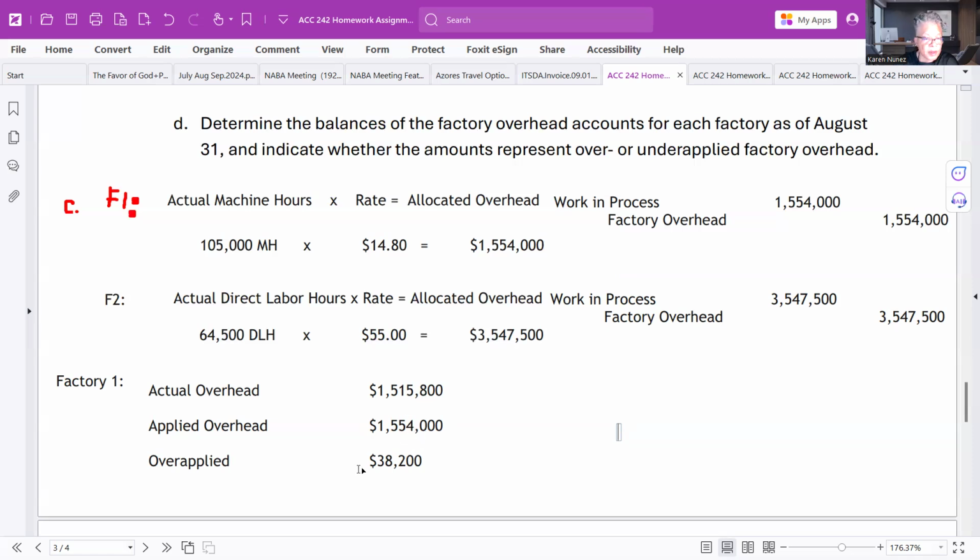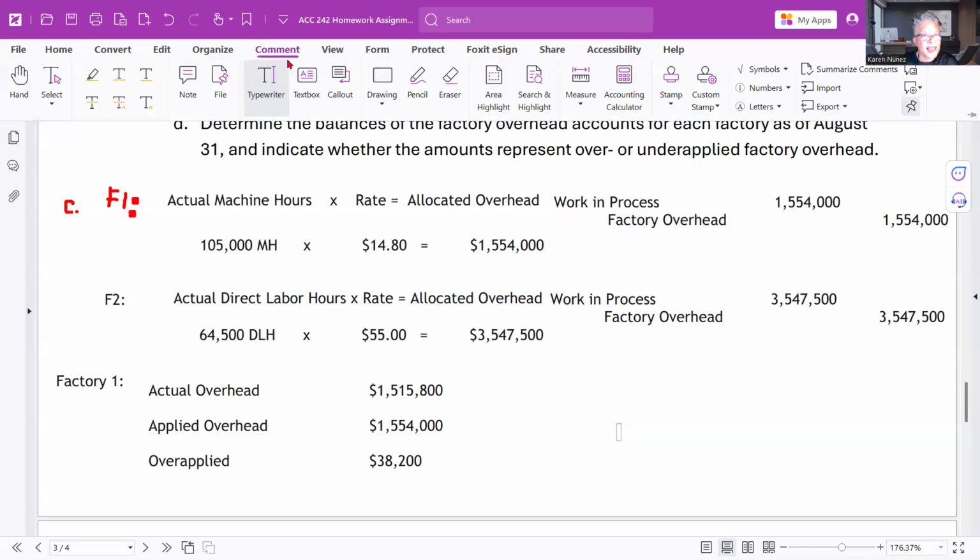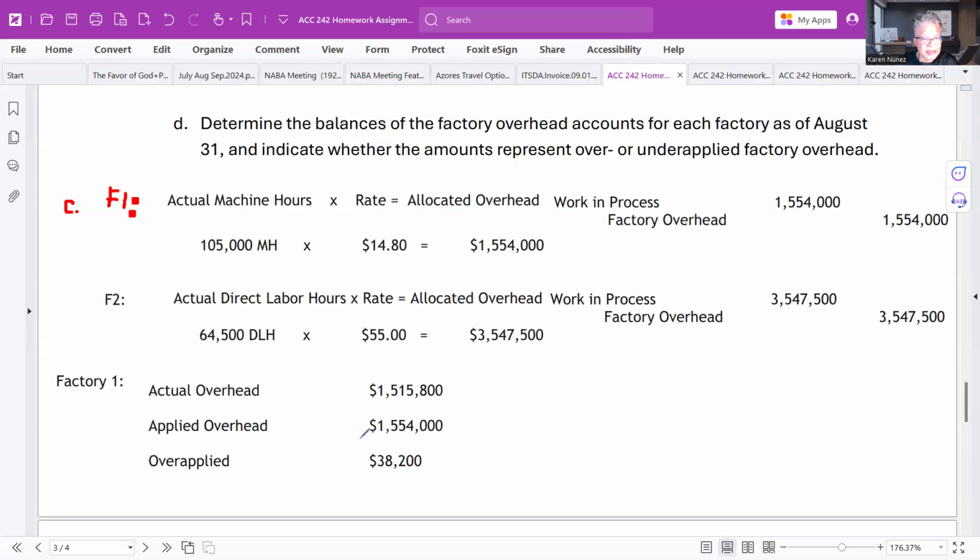We have over applied our overhead by how much? 38,200. Take the difference between the two. So we have applied too much overhead. We've applied $38,200 more than we should have, more than the actual overhead.